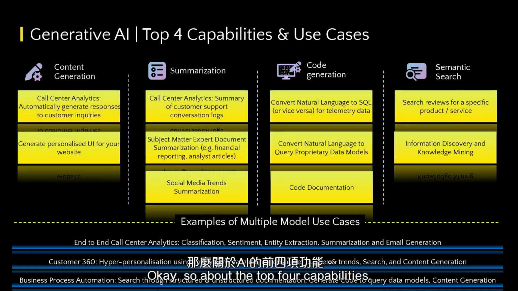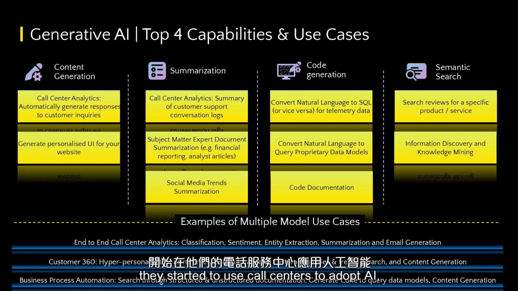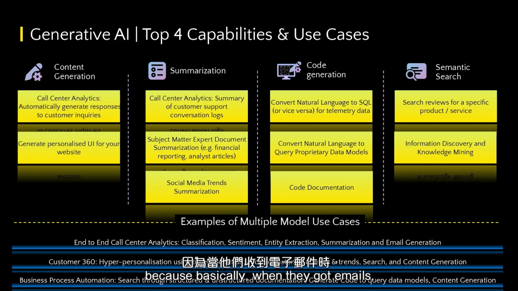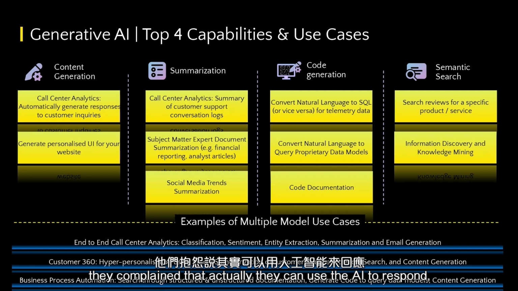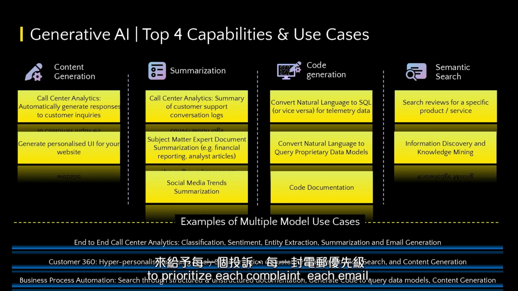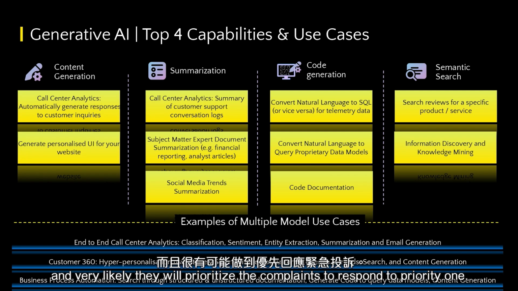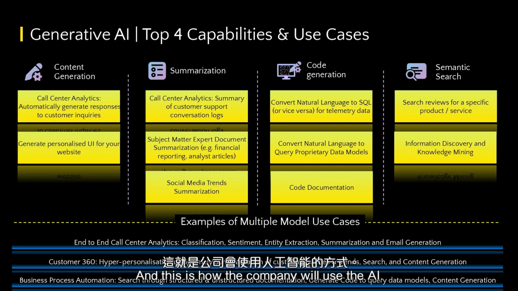So, about the top 4 capabilities. The first one is content generation. A lot of companies have started to use AI in the call center: when they get an email complaint, they can use AI to respond and to prioritize each complaint, and very likely they will respond to priority 1 complaints first. This is how companies will use AI.